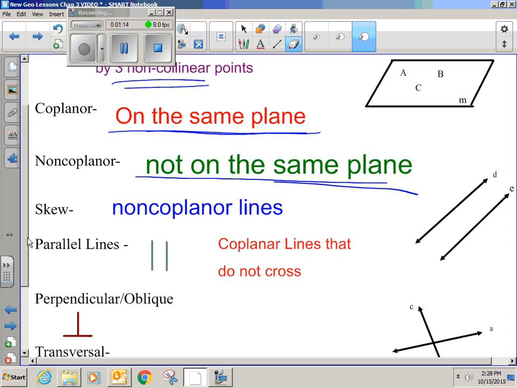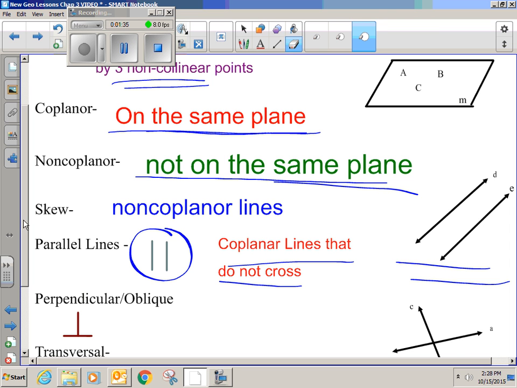Okay? Parallel lines, of course, are on the same plane. They are coplanar lines that do not cross. The symbol for parallel is that equal sign turned on its side. Those are parallel lines that do not cross. Lines D and E are examples of parallel lines.